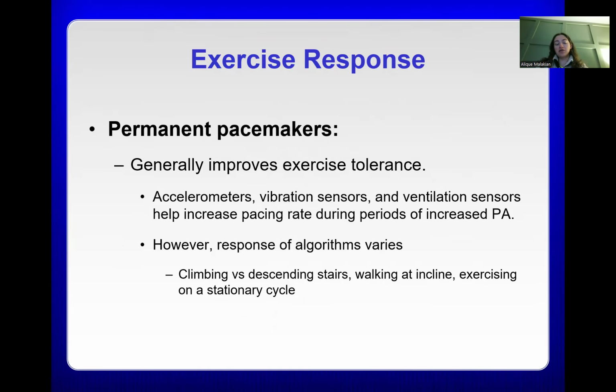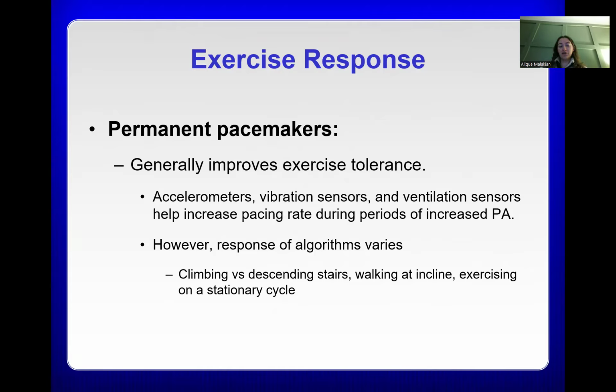So for permanent pacemakers, these generally improve exercise tolerance because they do a plethora of things that were not present in the person before, right? And there's various physiological sensors like accelerometers, vibration sensors, and ventilation sensors that help increase the pacing rate during periods of increased physical activity. So this is great, and this is really positive. However, it is an algorithm, and the response of it can vary. So maybe for one individual, it'll match really well for what they're wanting to do with exercise, and for some people it may not, or it may differ based on the modality of what they're doing.